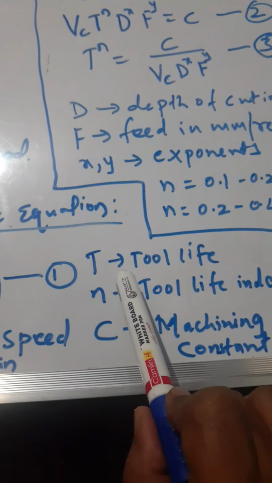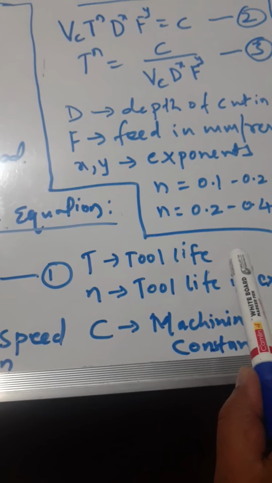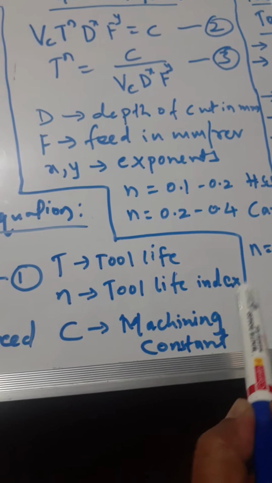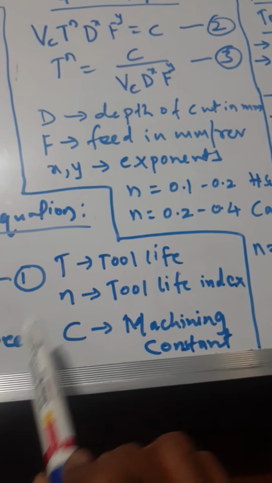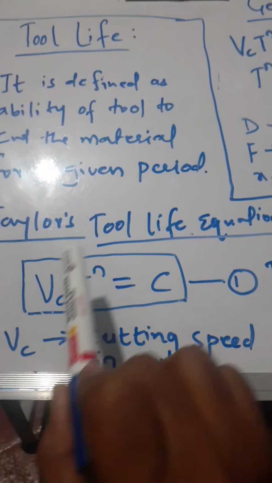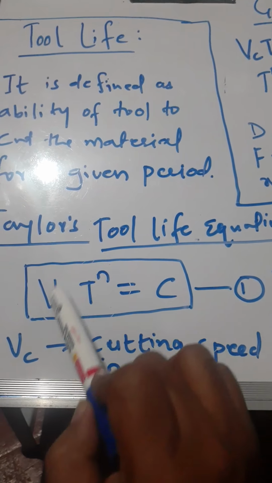What does T stand for? T stands for tool life. It is measured in terms of minutes. n is the tool life index, and it depends upon the type of tool material or workpiece material which you are cutting. C is the machining constant. So here, by using this Taylor's tool life equation, we can easily determine the life of a particular tool.